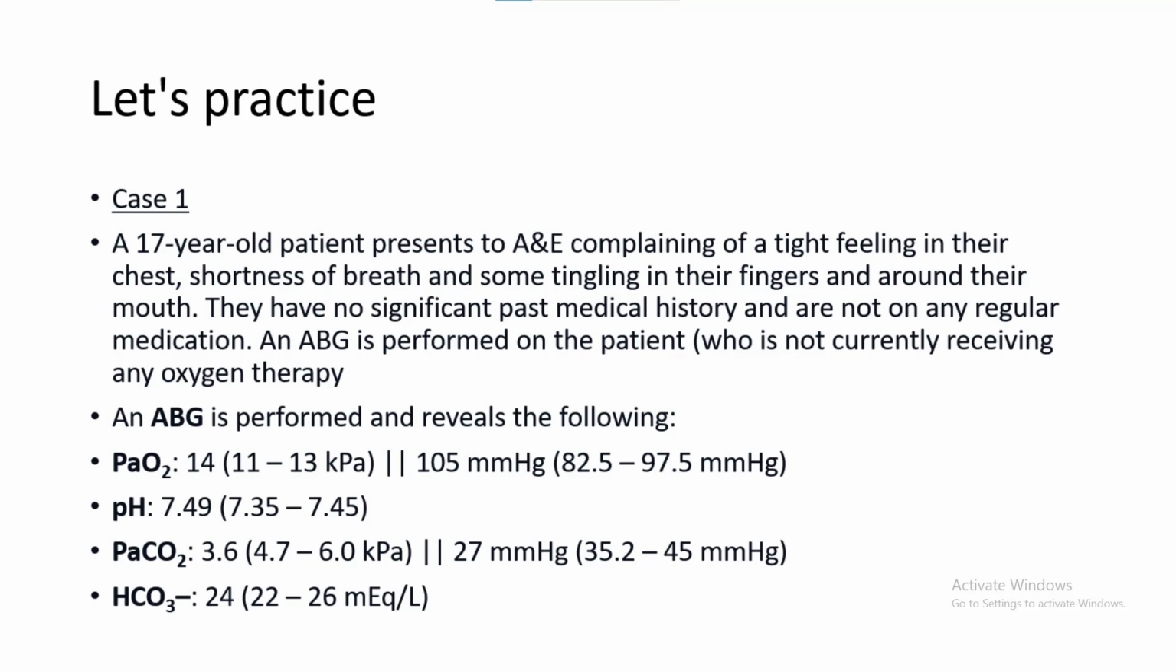An ABG is performed and reveals the following: PaO2 14 kPa, 105 mmHg, reference 11 to 13 kPa, 82.5 to 97.5 mmHg. pH 7.49, reference 7.35 to 7.45. PaCO2 3.6 kPa, 27 mmHg, reference 4.7 to 6.0 kPa, 35.2 to 45 mmHg. HCO3 24, reference 22 to 26 mEq.